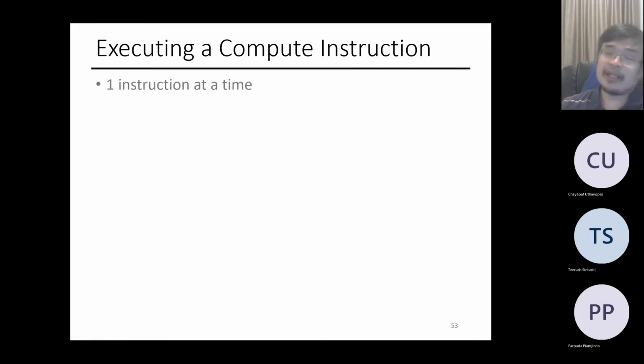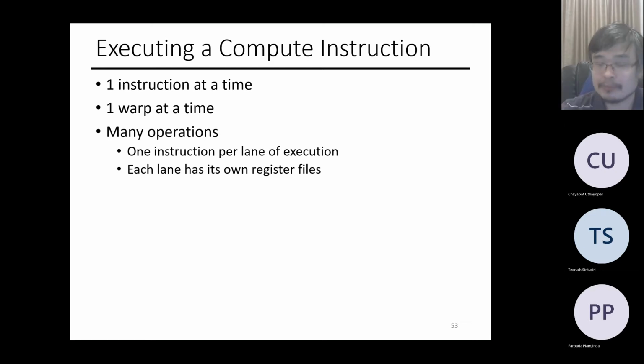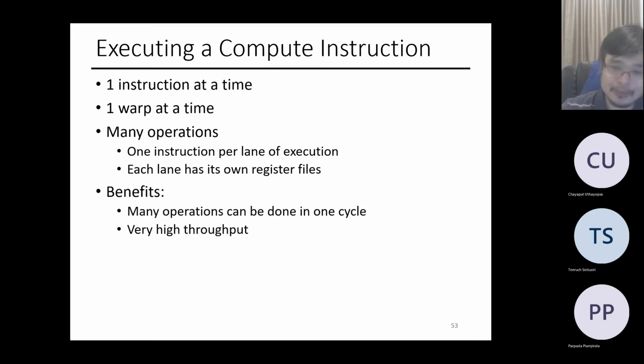And when you compute an instruction, you run one instruction at a time. Basically that means you run one warp at a time. And that one warp would contain one instruction per lane of execution. Each lane would have its own register file, and you perform multiple operations in one cycle. So your throughput is really, really, really high.